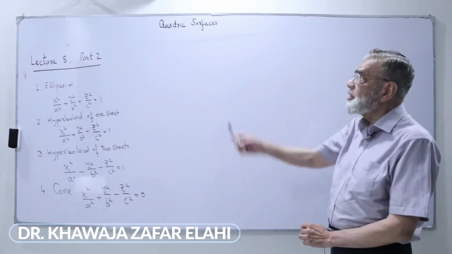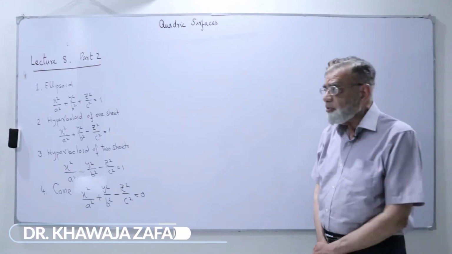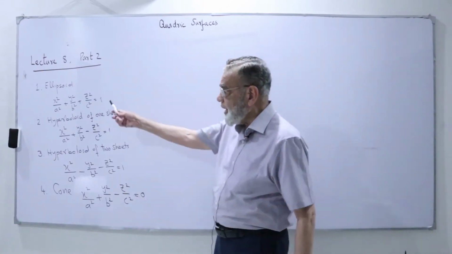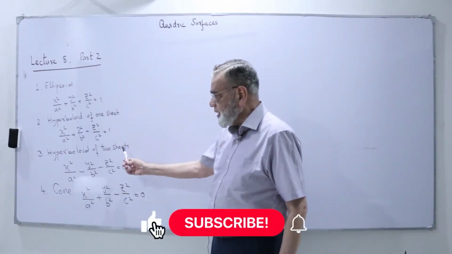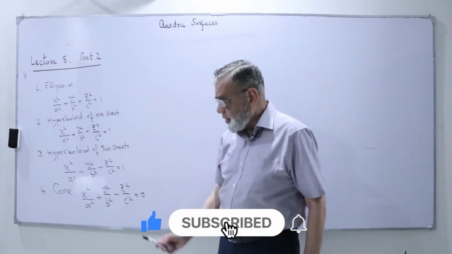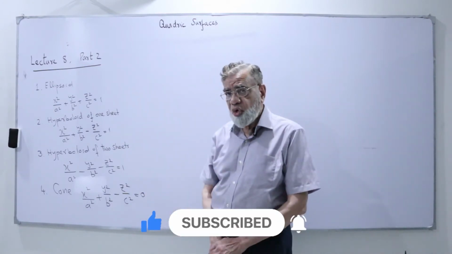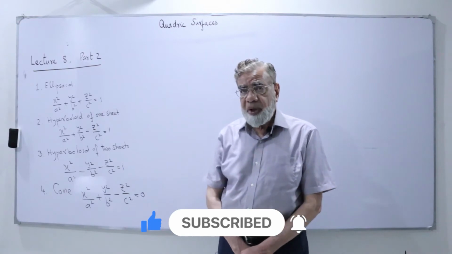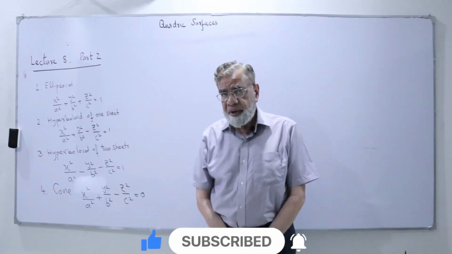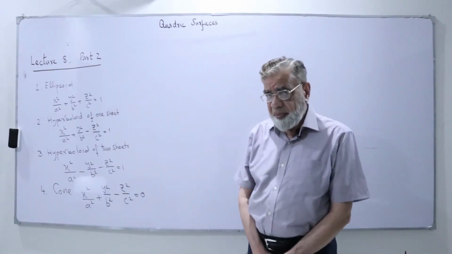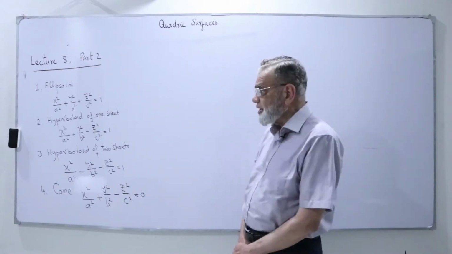We are going to continue over the last lesson, lecture 8, where we were discussing quadric surfaces. In the last lecture we already discussed the ellipsoid, the hyperboloid of one sheet and the hyperboloid of two sheets, and today we are going to continue with the cone and the elliptic paraboloid, and we'll also discuss the hyperbolic paraboloid. So these are the things we are going to discuss.